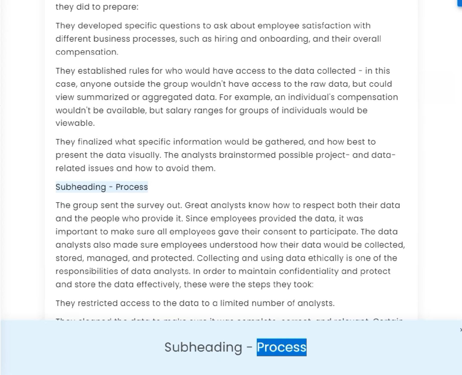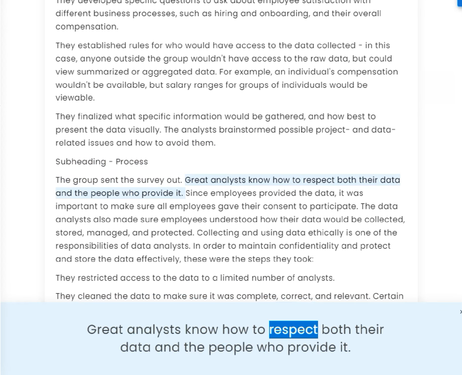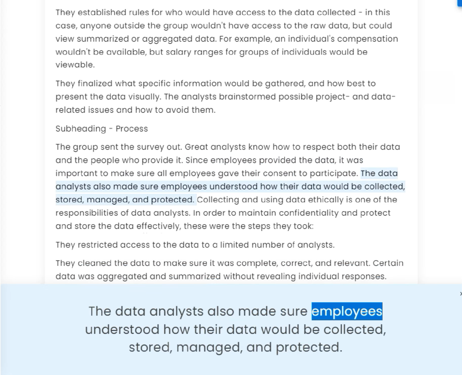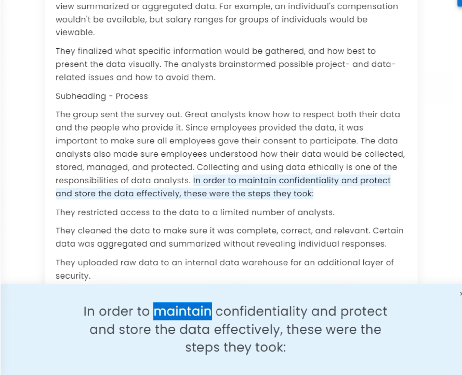Step three, process. The group sent the survey out. Great analysts know how to respect both their data and the people who provide it. Since employees provided the data, it was important to make sure all employees gave their consent to participate. The data analysts also made sure employees understood how their data would be collected, stored, managed, and protected. Collecting and using data ethically is one of the responsibilities of data analysts. In order to maintain confidentiality and protect and store the data effectively, these were the steps they took.